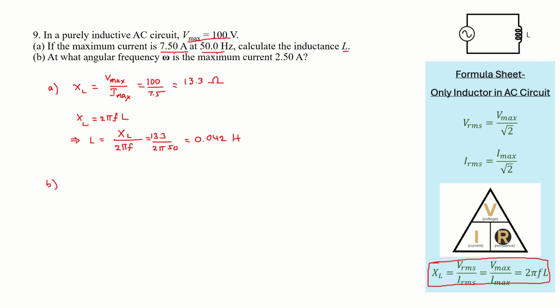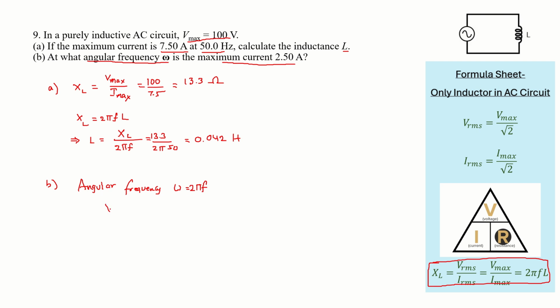At what angular frequency omega? So we have to find the omega. So omega is coming into the picture. Just now we learned about the omega. Angular frequency we represent with the letter omega, which is given by 2 pi F. So maximum current is 2.5 ampere.